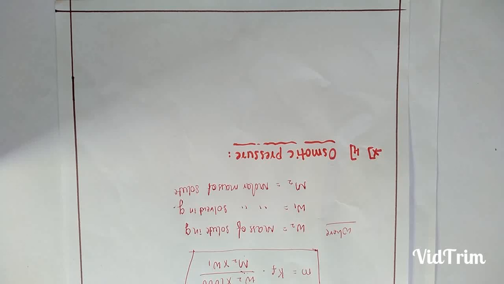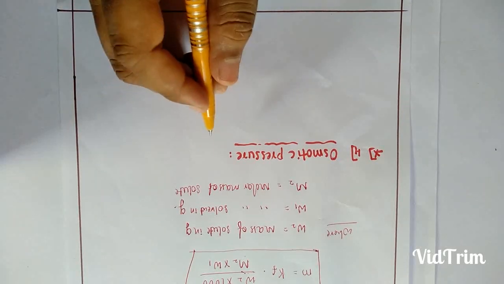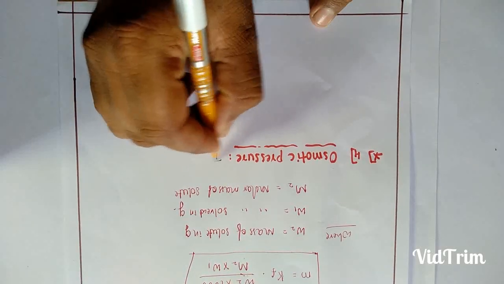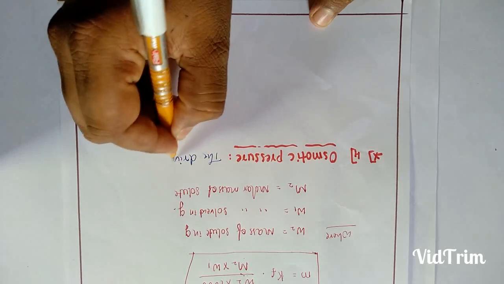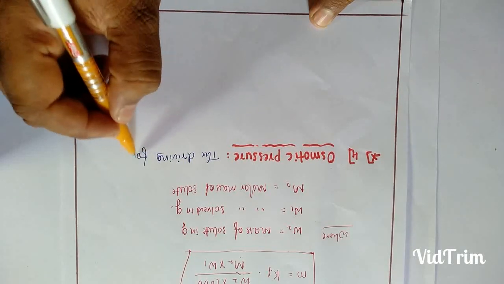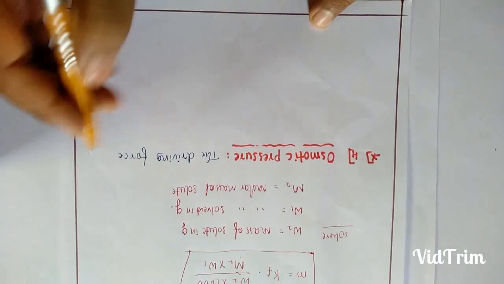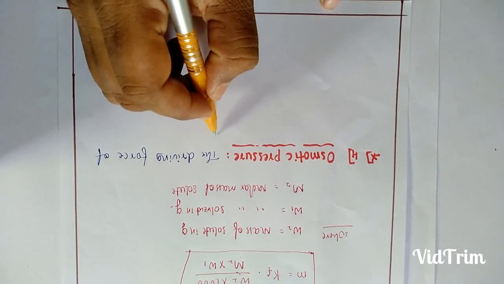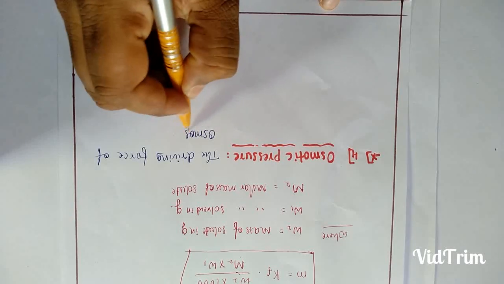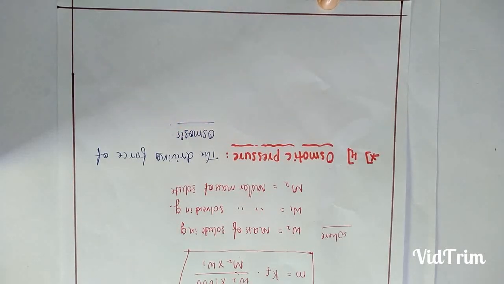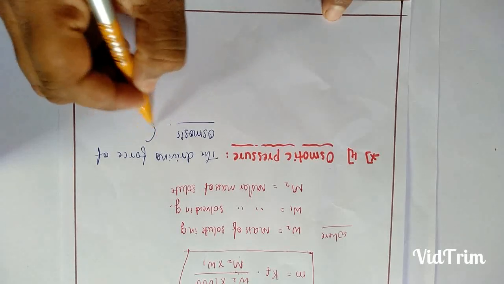And students, next last colligative property, that is osmotic pressure. Okay, here osmotic pressure means it is just a driving force of the process of osmosis. Okay, I will write here osmotic pressure means the driving force of osmosis process, and it is denoted by pi.